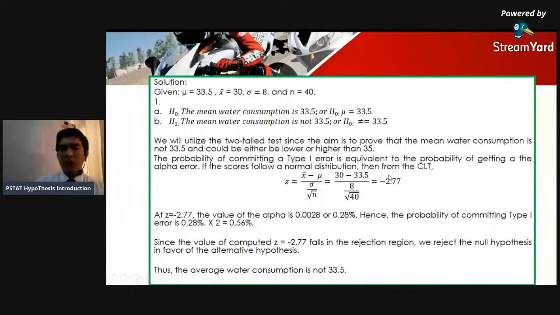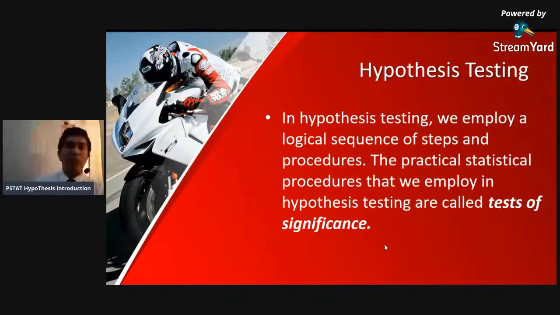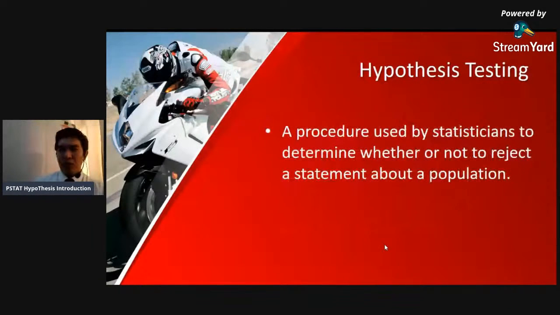Okay, so let's try to connect this. How do we decide? What are the factors when we are deciding when to reject or accept the null? Here in this activity, we were able to decide to reject the null. That means that the average water consumption is not 33.5. In hypothesis testing, we employ a logical sequence of steps, which we call the test of significance. It is a procedure used by statisticians to determine whether or not to reject a statement about the population.